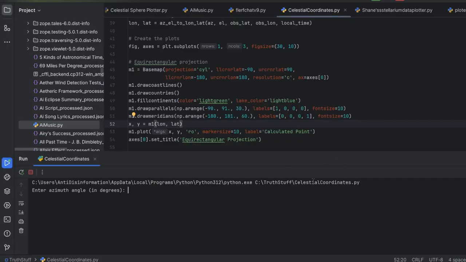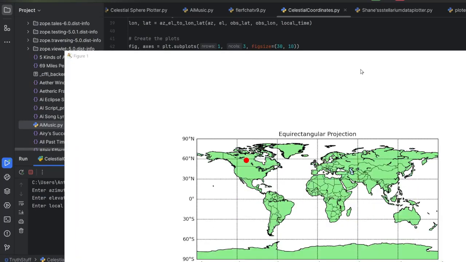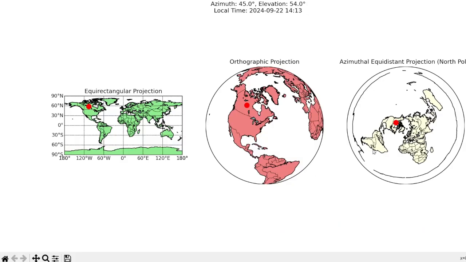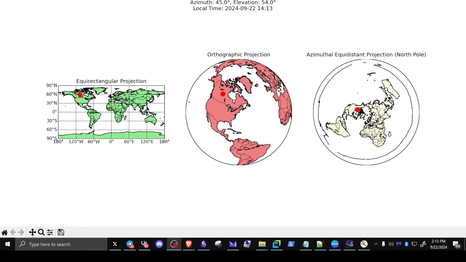So we'll give it a run, and we'll say it's at 45-ish azimuth, and it's at 54-ish degrees. And today is 9/24, so 2024. Was it months? So 9/22, and it's 2/13, 14/13. Now that gives us a plot of the ground position of the star that I just saw.